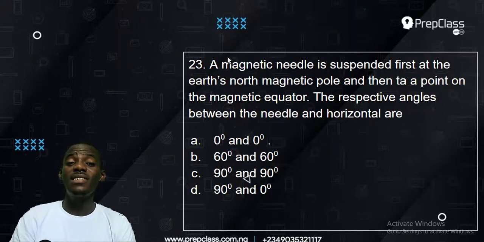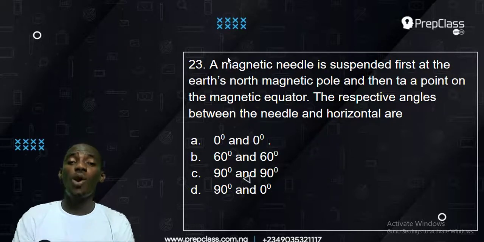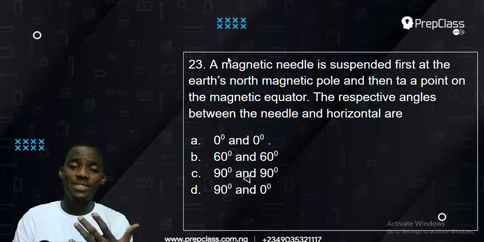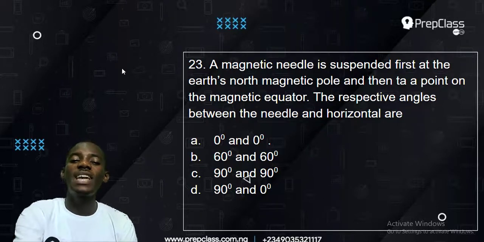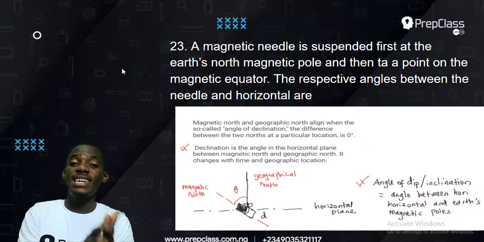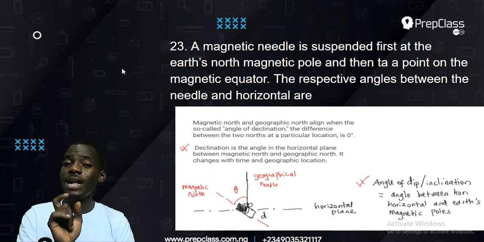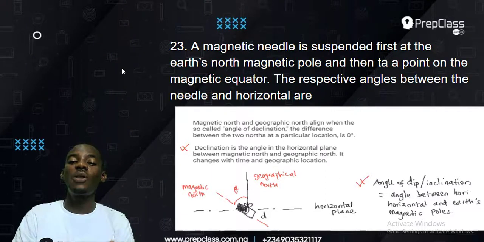Now there are quite some things I would like to explain to you that will help you answer questions on magnetism. Those things are very important because they always come out under theory sections of past questions. Those things are the angle of inclination and the angle of dip. The angle of dip is the angle of inclination, and the second angle is the angle of declination. It's very important to know.